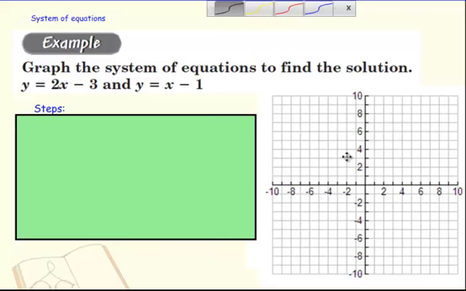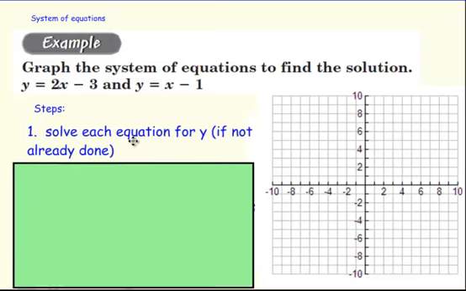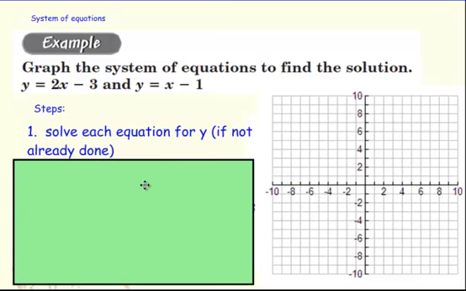So I got your graph set up for you right here, and all we have to do is remember how to graph lines. So hopefully we have everything in slope-intercept form. If not, that's going to be step 1: solve each equation for y, if not done already. So the first one is done for us already, so I'll use this as line 1.